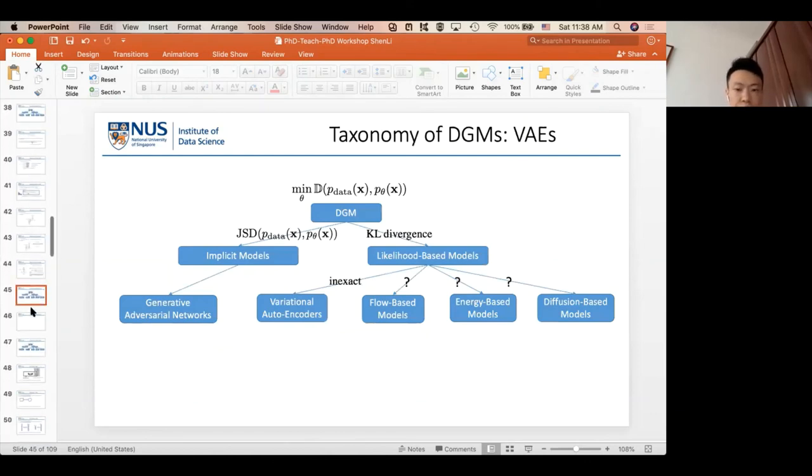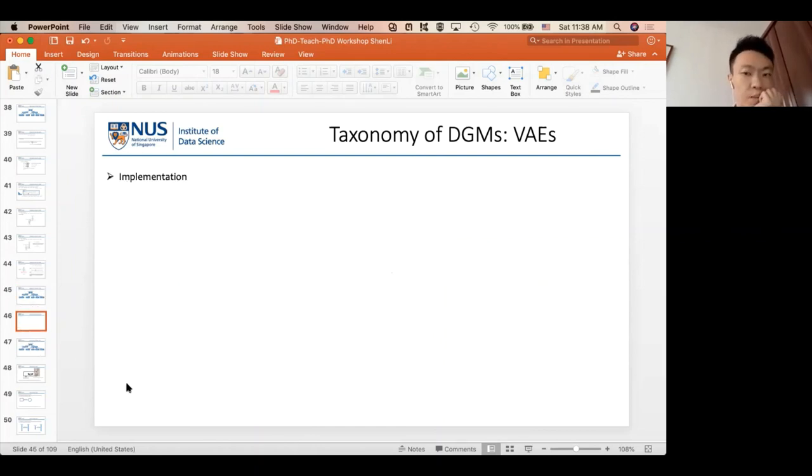Okay, and so in summary, the inference is inexact because we are maximizing the lower bound of the likelihood. Everything is inexact in the variational autoencoder. So the likelihood-based model will lead us to the variational autoencoder. Okay. For the next 20 minutes, we will take a look at some implementation of the variational autoencoder.